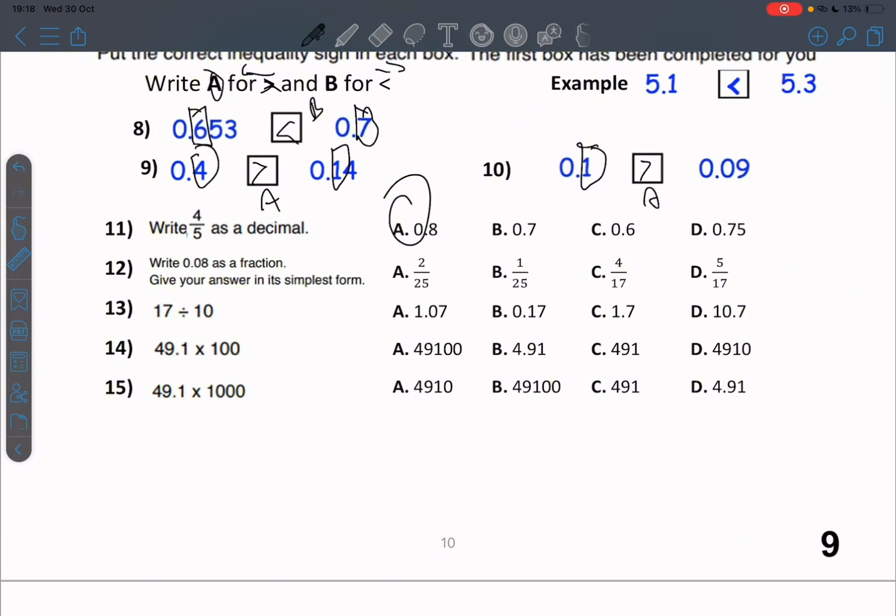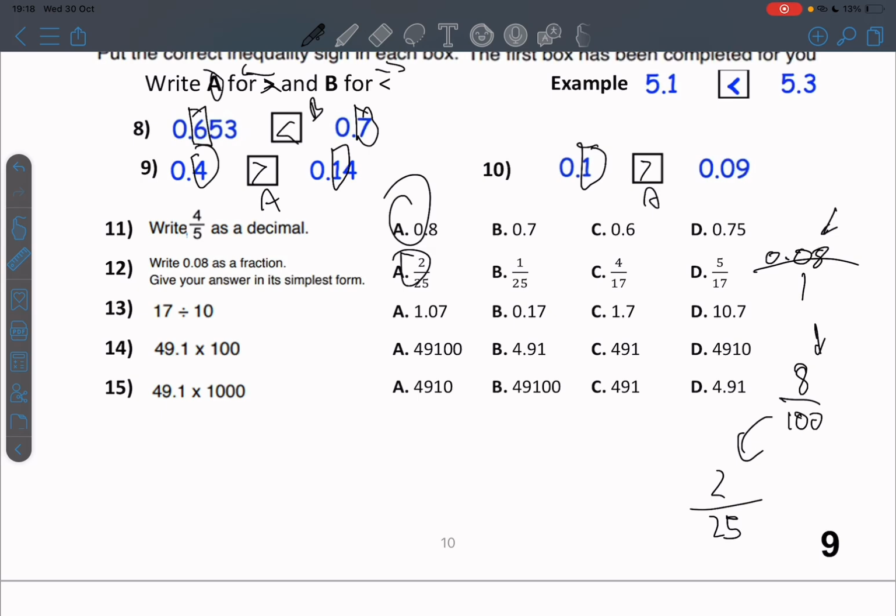Question 12, 0.08 as a fraction. Okay, so any number is always over 1, so this is actually the fraction. Now that's not one of our options, so what we can do is we can simplify it. Let's times the top by 100, that'll give us 8, times the bottom by 100, that'll give us 100. 8 over 100 now is a much better looking fraction. If we simplify that, divide the top and the bottom by 4, we'll get 2 over 25, which is option A.